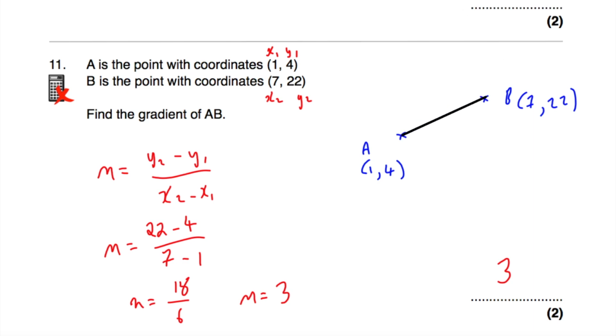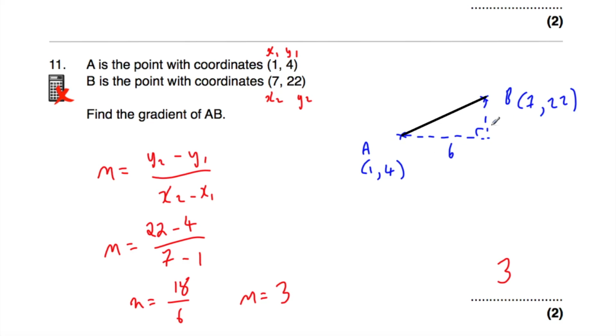Now what I'm going to do is join them up, A and B, and I'm going to do a little right angle triangle, and I'm going to find the rise and the run. So here, if we just do a little right angle triangle, we've got a right angle triangle. The run, so that's how far you're going to go across. So we're going from 1 to 7 across. So from 1 across to 7 across, the run will be 6.